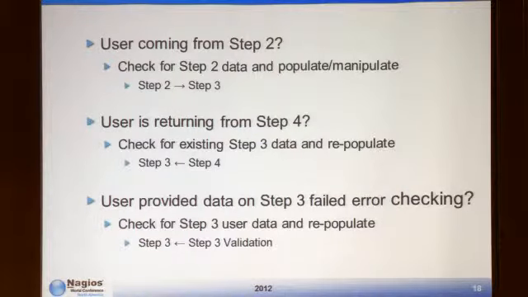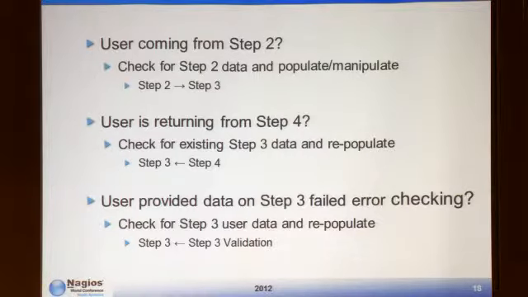So before I can talk about step 4, there's the additional question: is this a user coming from step 2? If so, you get that data like the IP address and present it in the fields. Or was a user on step 4 and they clicked the back button? If so, you need to repopulate all the information that they previously provided on step 3 so they don't have to type it in all again.